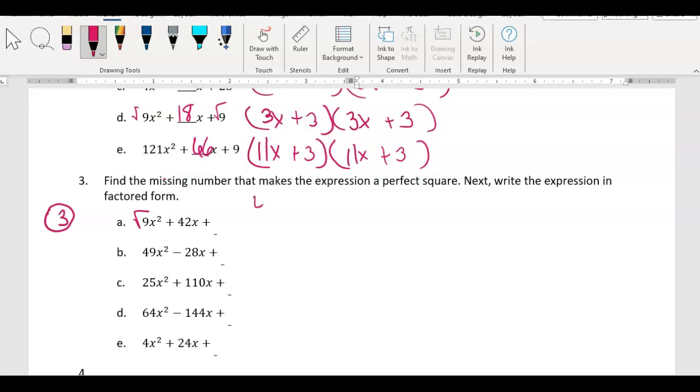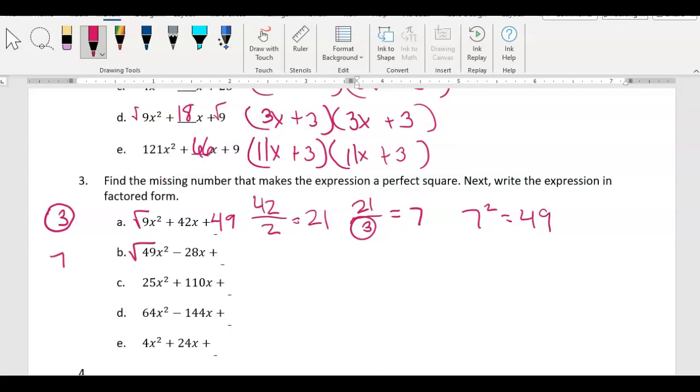I'm going to do 42 divided by 2 gives me 21. Then I'm going to take 21 divided by my circled number, which is 3, which is going to give me 7. Now I need to square it so I have that perfect square, and that's going to be 49. So I'm going to add 49. Okay, let's look at the next one.